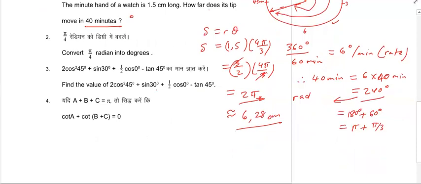Question number 2. For number 2, converting pi by 4 radians into degrees. So we know pi is 180 degrees. Pi by 2 is equal to 90 degrees. Therefore, pi by 4 is actually 45 degrees.